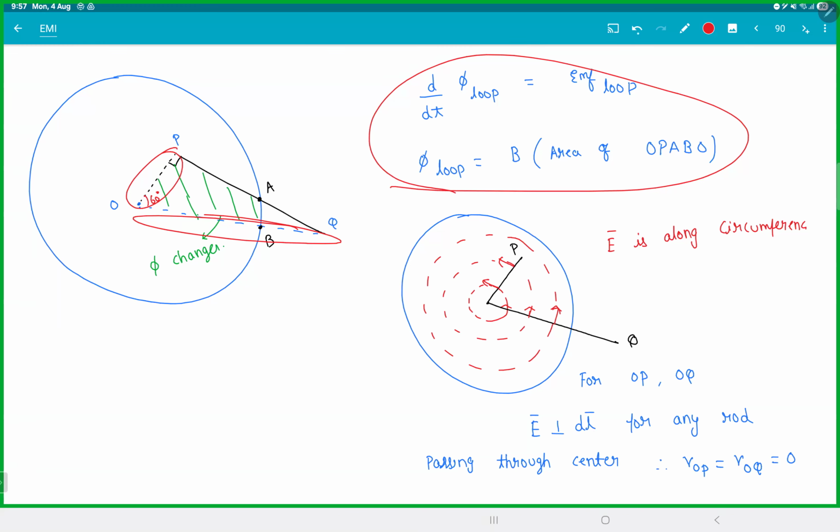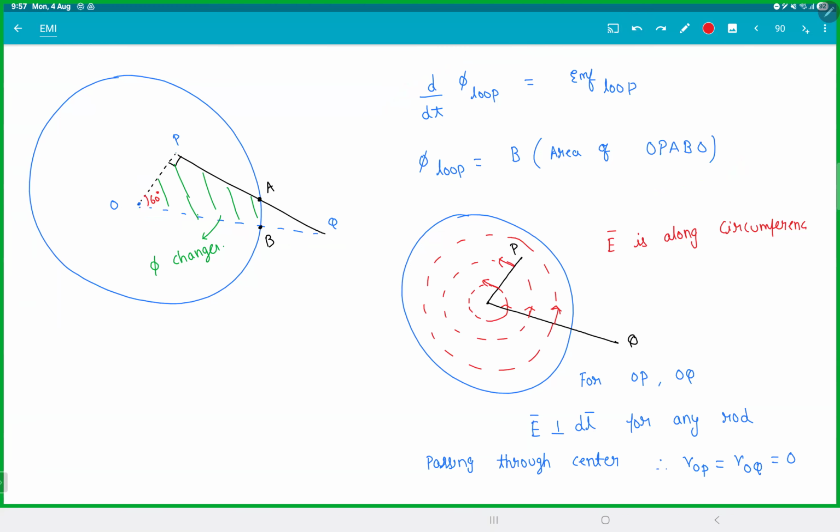Is that making sense? So Faraday's law gives you the EMF in a loop. The induced electric field tells you E is perpendicular to dl, so OP and OQ will not have any EMF. Then where is all this EMF present? It must be present in the PQ rod. Now, can you find the area of that OPAQ? OPABO?